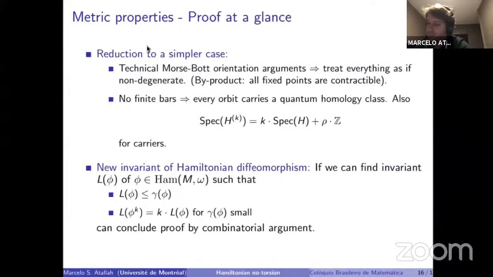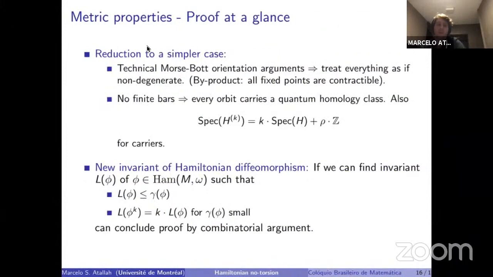And so the proof relies on two main steps. First, we use some technical Morse-Bott orientation arguments so that we can, morally speaking, treat everything as if it were non-degenerate. A byproduct of these orientation arguments, which is not part of the proof but quite an interesting proposition in itself, is that the orbits of Hamiltonian torsion must be contractible.